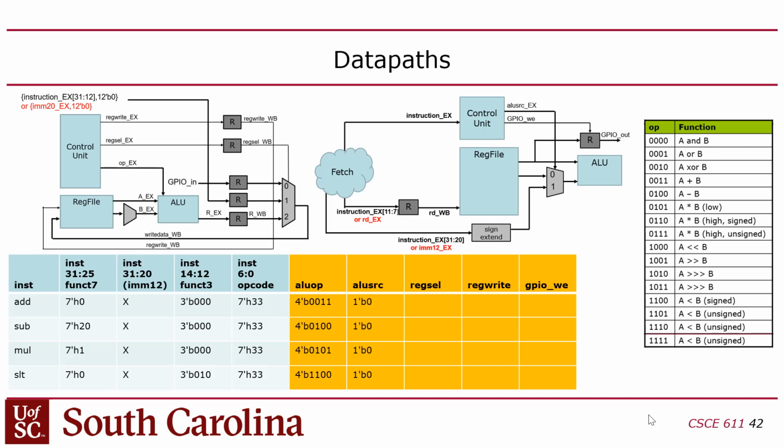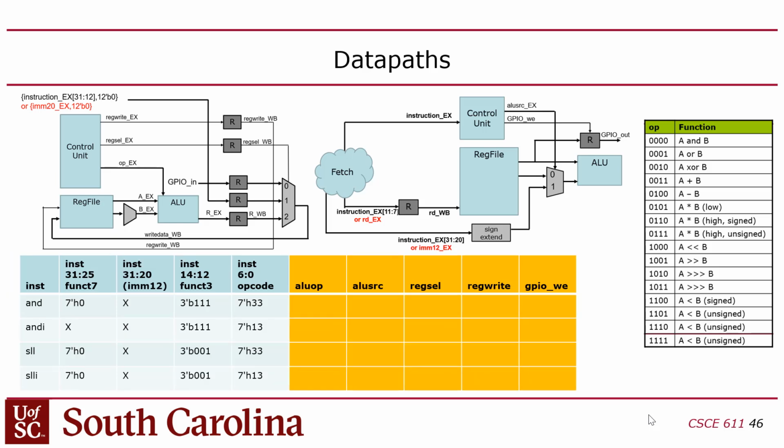ALU source is 0 for all of them because they're all R-types. Reg select is 10 for all of them because they're all writing the data that comes out of the ALU. Reg write is 1 for all of them because they all write a register, and GPIO is 0 for all of them because none of them update the hex displays, only that instruction does. Okay, how about AND, ANDI, SLL, and SLLI? Well, the opcodes, again, you just look up in the table.